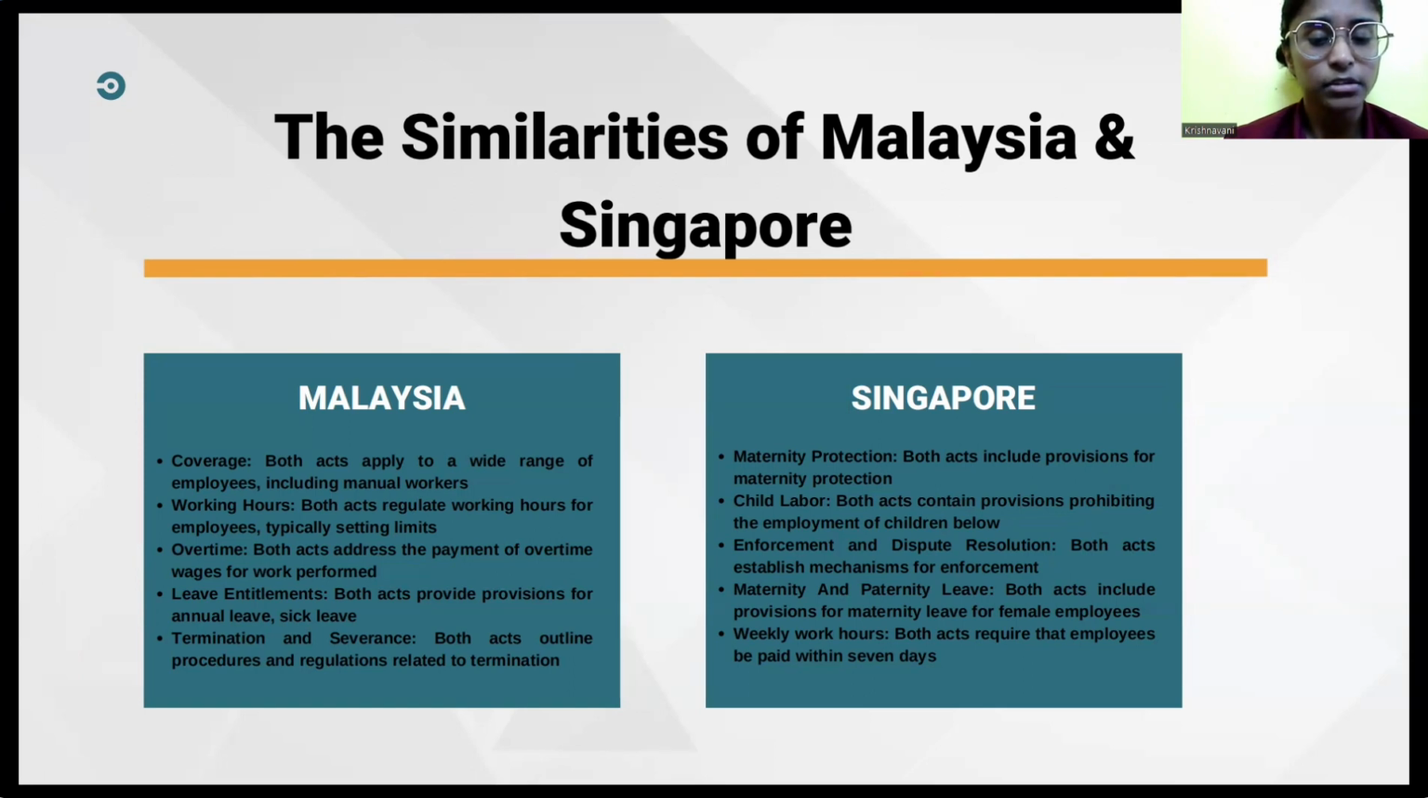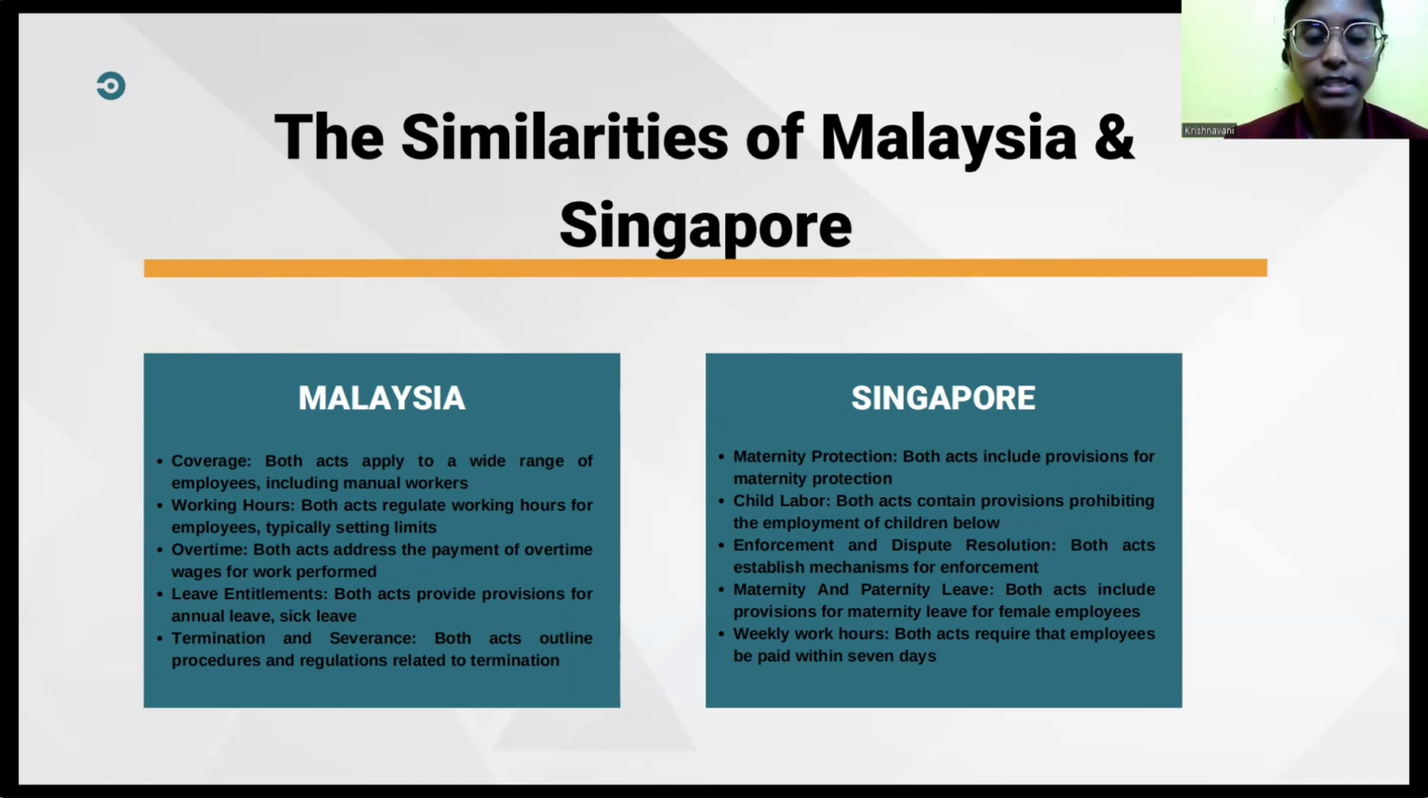They aim to safeguard the rights of employees to ensure fair treatment by employers. Next, maternity protections. Both acts include provisions for maternity protection, such as maternity leave entitlements and protection against dismissal and discrimination due to pregnancy or childbirth. These provisions aim to support female employees during pregnancy and facilitate their return to work after childbirth. Child labor. Both acts contain provisions prohibiting the employment of children below a certain age or restricting their working hours to protect their well-being and ensure access to education.